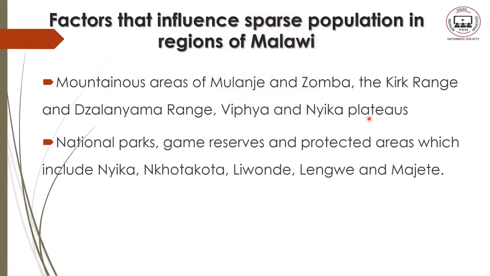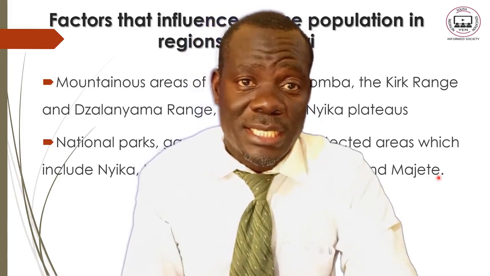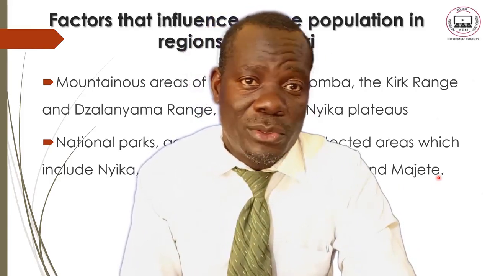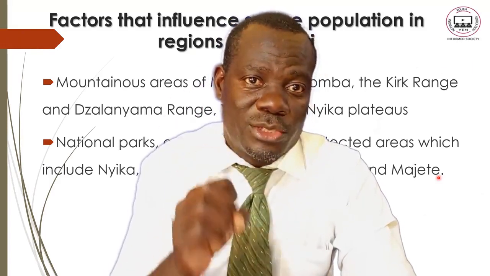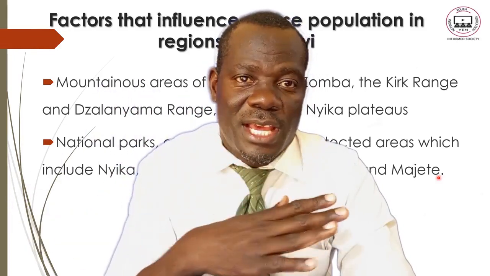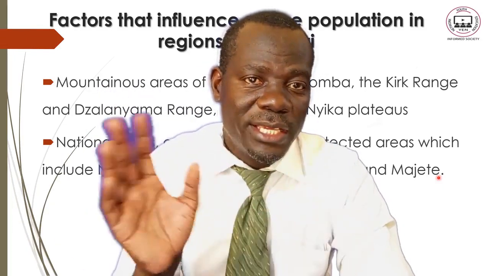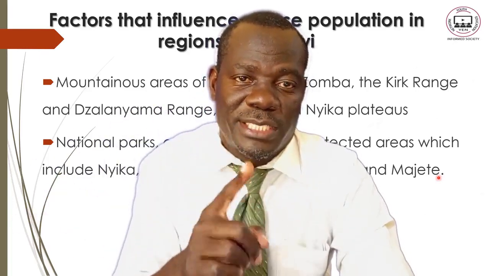Number two is the national parks, game reserves, and protected areas, which include Nyika, Nkhotakota, Liwonde, Lengwe, and Majete. Some areas are government protected areas. The government doesn't allow people to live there. As a result, no one is allowed to live there, so there is a sparse population, or there is no one living there. You see that there is a wide area, but no one is living there because it is a government protected area.